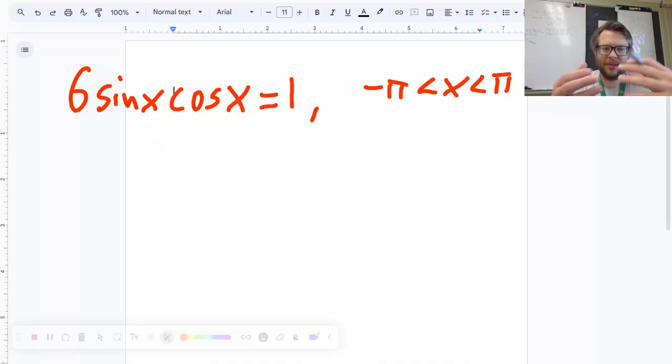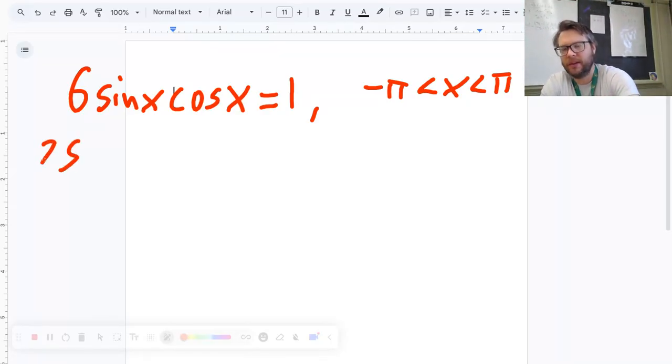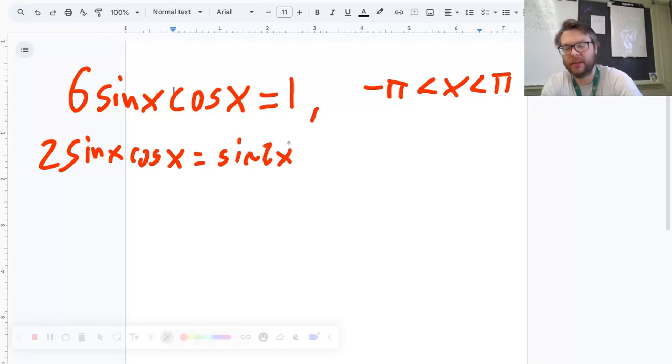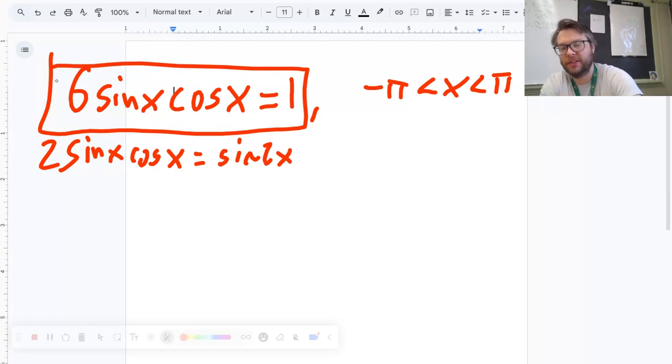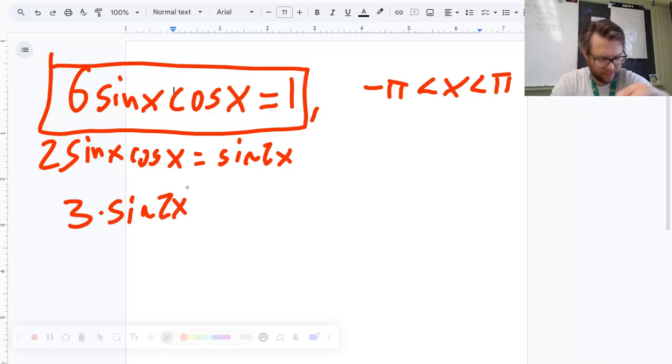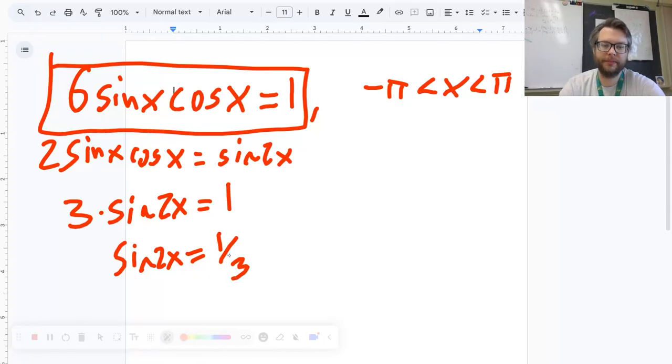Well, I can't really do anything with sine times cosine. If it was sine divided by cosine, I could write it as tangent, but it's sine times cosine. But I remember my double angle formula. I remember that 2 sine x cosine x is the same as sine of 2x. So the original equation looks a lot like the double angle formula. It's just 3 times bigger. So I have 3 times the sine of 2x is equal to 1. Divide by 3. So I get that the sine of 2x is equal to 1/3.